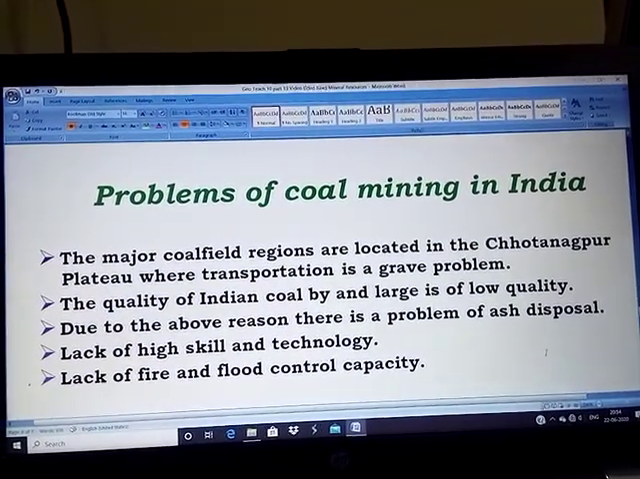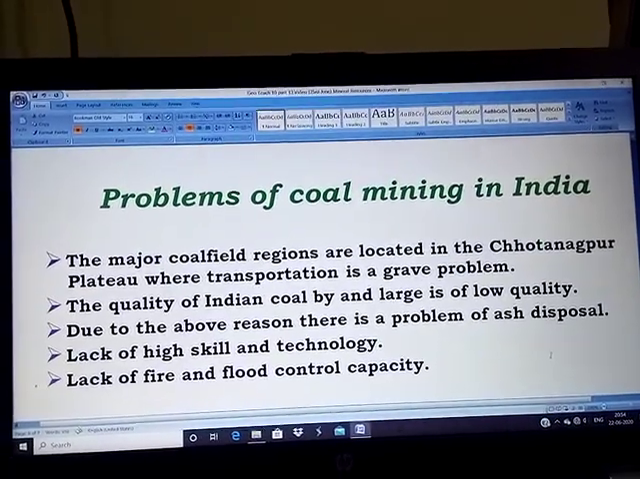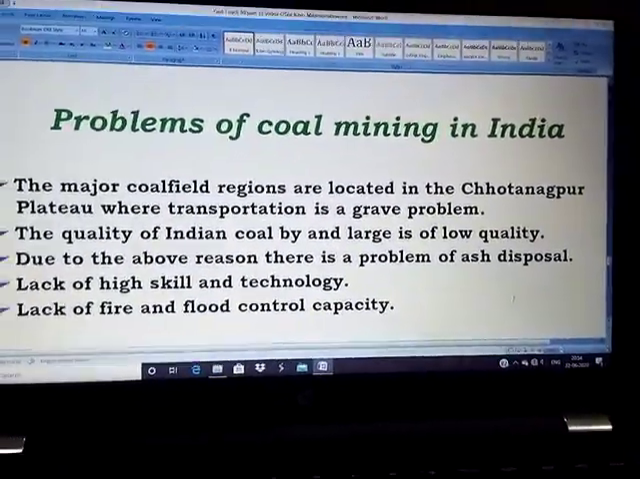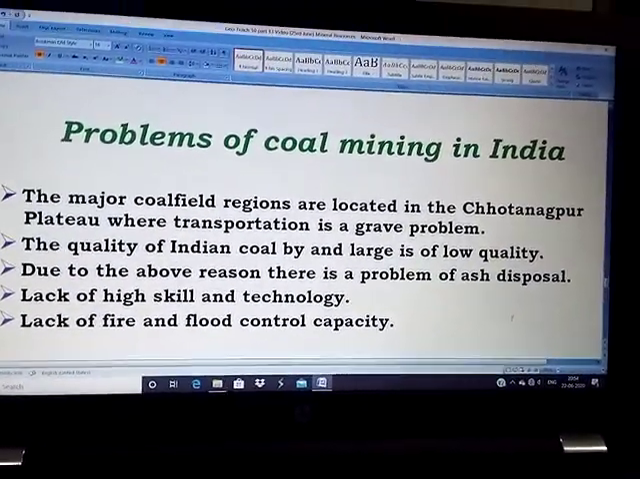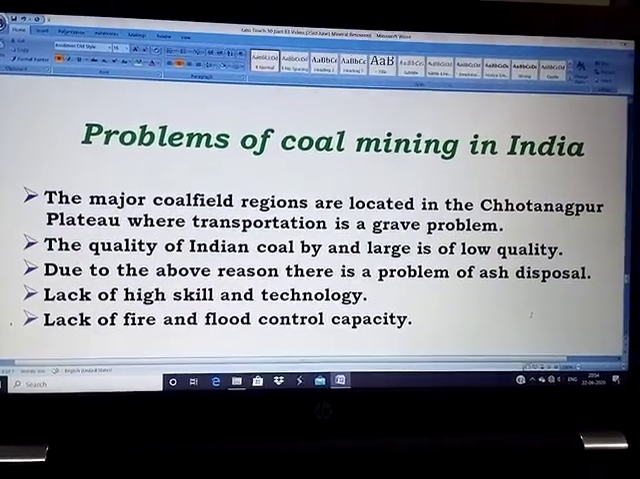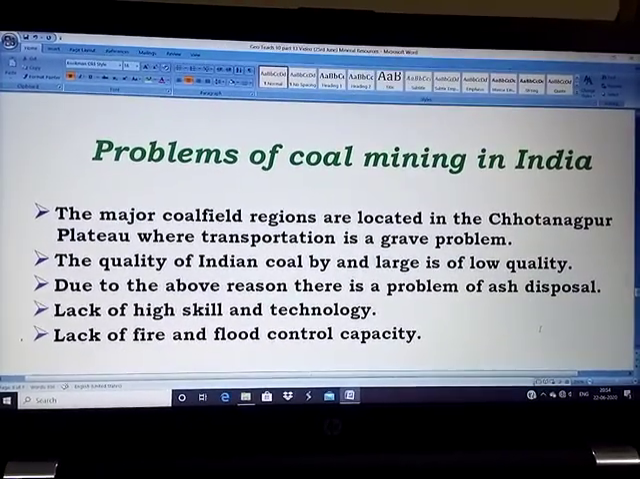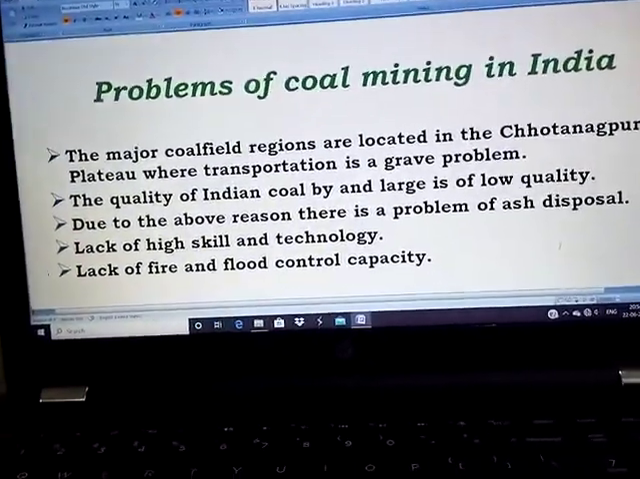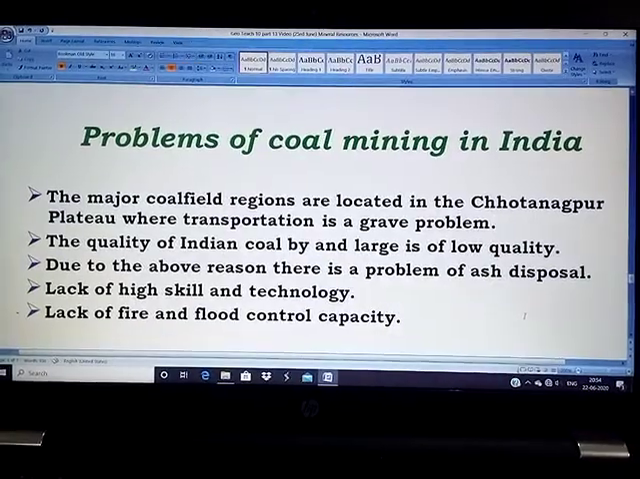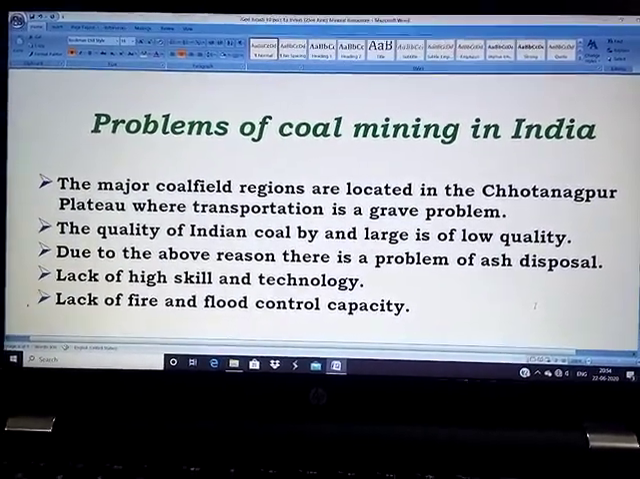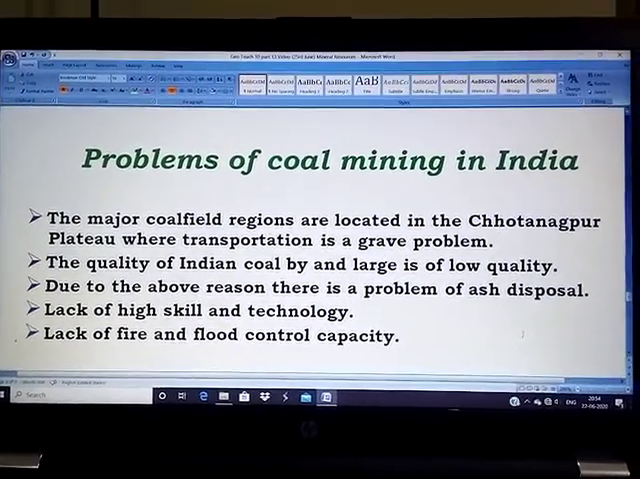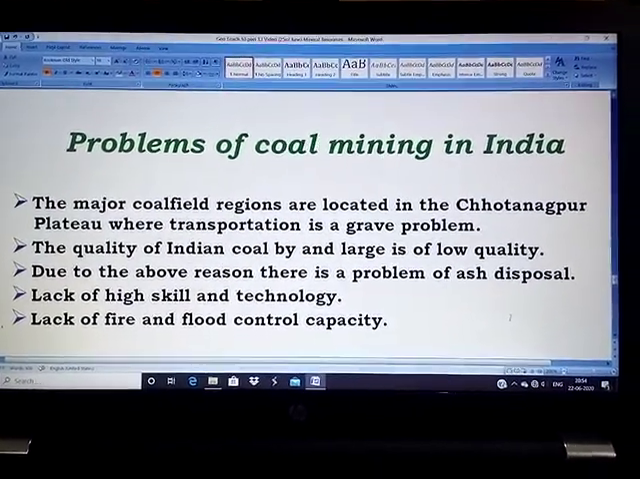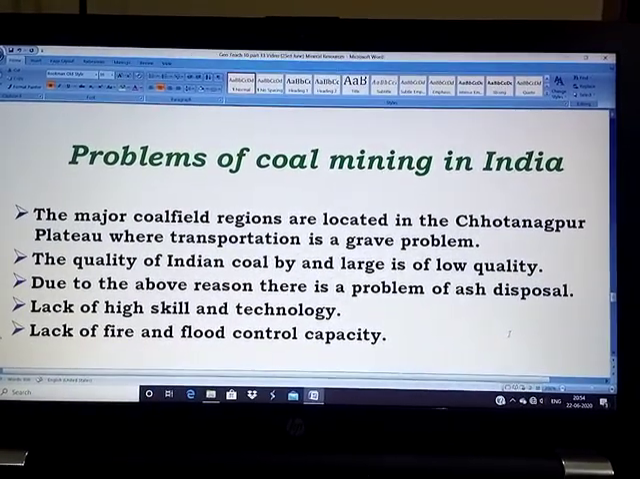Due to the above reason, there is a problem of ash disposal. Means the low quality of coal will be used, the ash disposal will be more. So that becomes a hazard. Lack of high skill and technology, and lack of fire and flood control capacity. You can read in the newspaper every now and then, in such and such mines there is a fire, there is a problem. The methane gas is a big problem in some of our mines. So the control capacity is very weak in India.